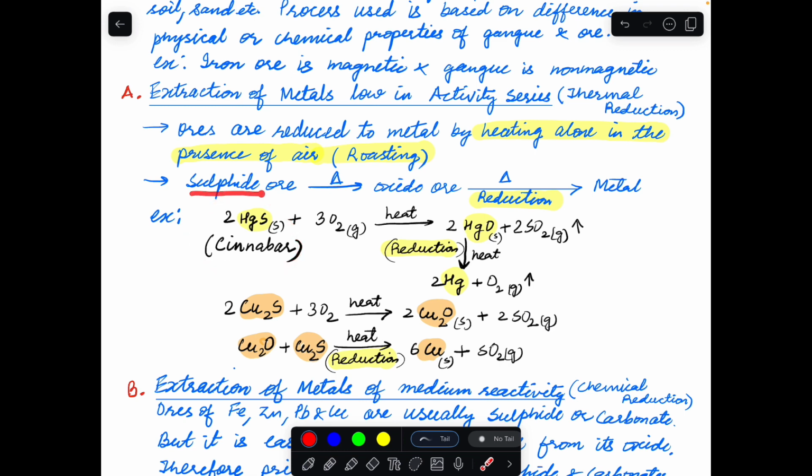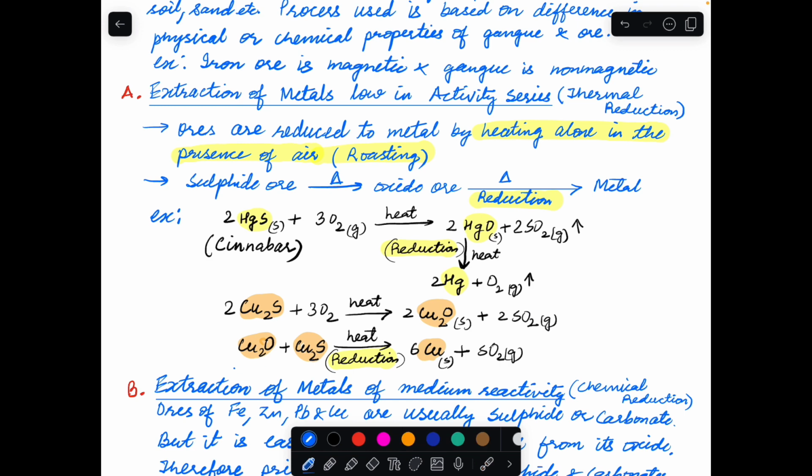The sulfide ore is heated to get oxide ore, and then it will undergo reduction on strong heating to give you metal. So the steps are shown. Your HgS, when heated with oxygen, you will get HgO. This HgO will be converted to Hg, that is mercury metal. So conversion of oxide to metal is called the reduction process because the metal is undergoing reduction.